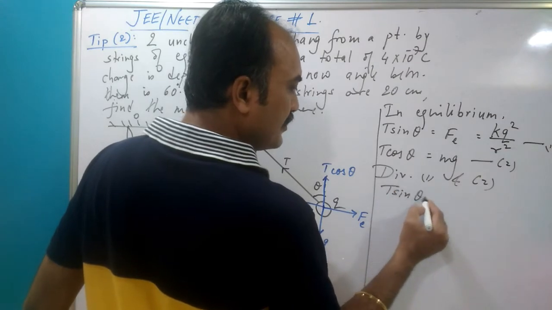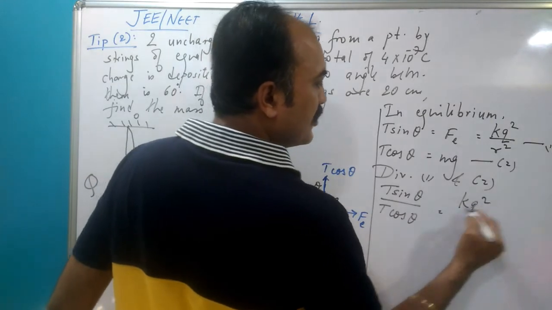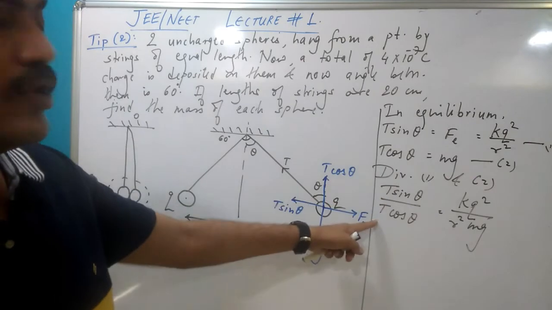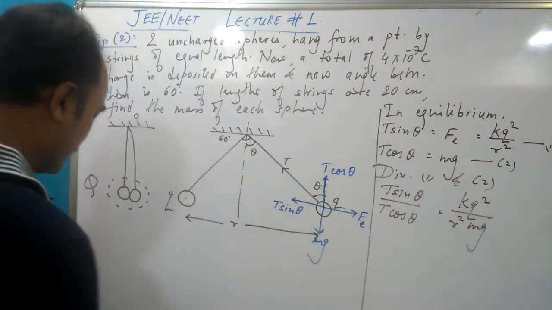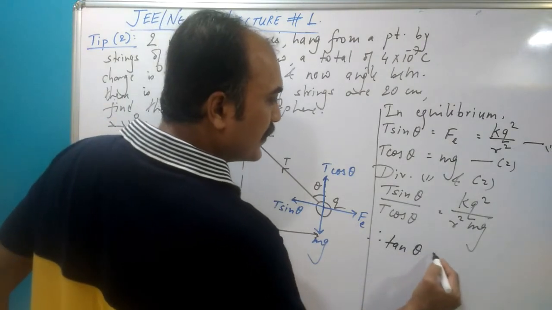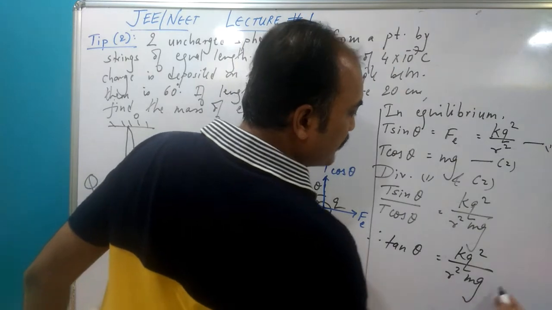T sin theta by T cos theta is kQ² by R² mg. T goes away, and sin by cos is going to be tan. So tan theta is kQ² by R² mg.